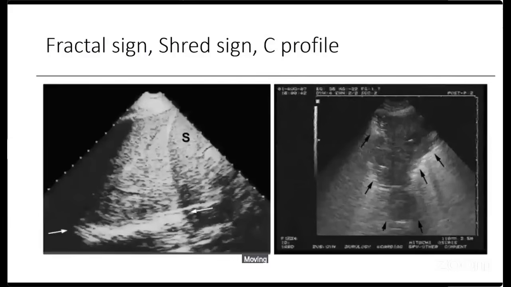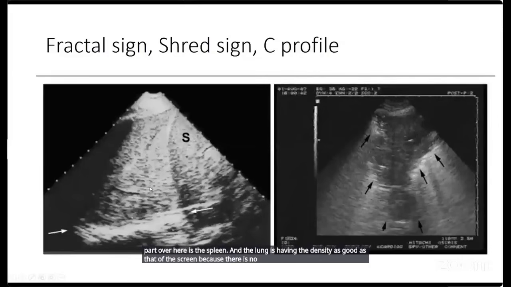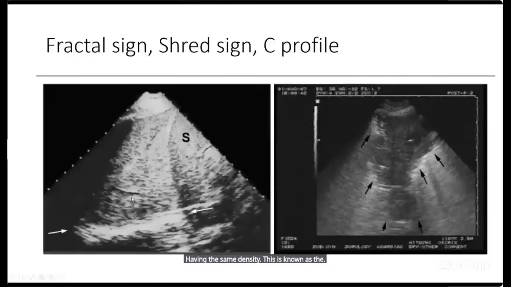Moving on to the next sign, the fractal sign or the shred sign or C profile. Now, this kind of picture is seen in cases of lung consolidation, pneumonia. So we know that when the lung is consolidated, there is no air going inside, and the lung becomes almost solid-like. Over here you can see this part is the spleen, and the lung has a density as good as that of the spleen because there is no air here, it is filled with secretion, so it has the same density. This is known as the fractal sign when the entire lobe is involved with pneumonia.